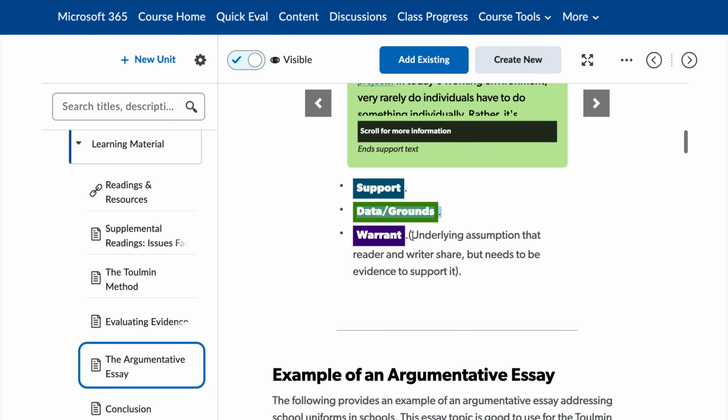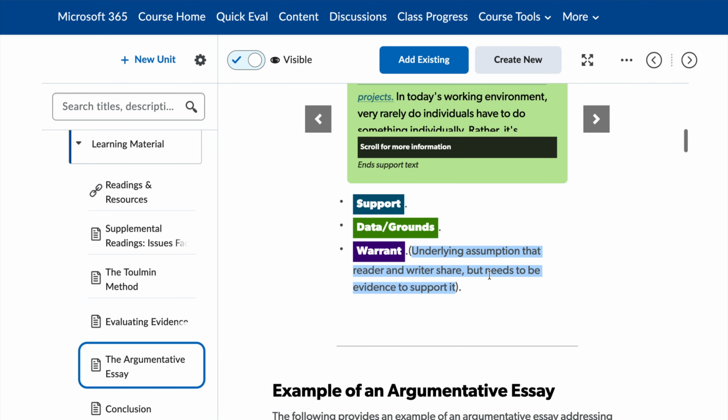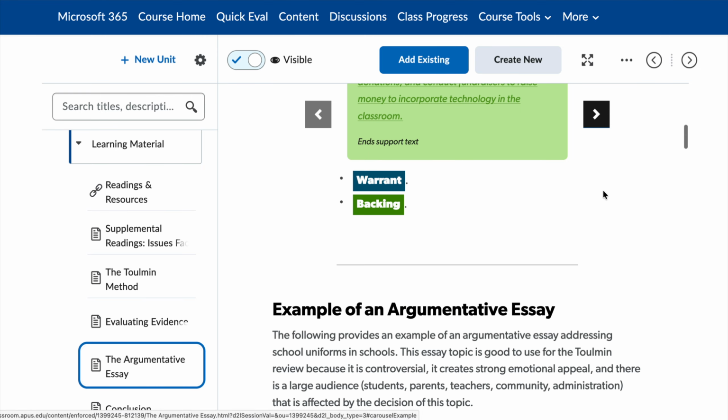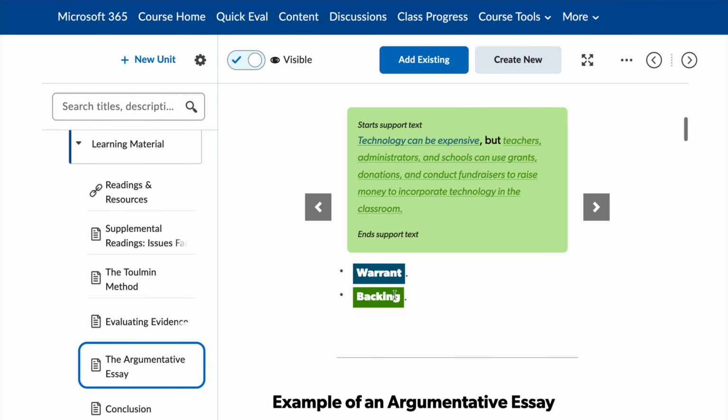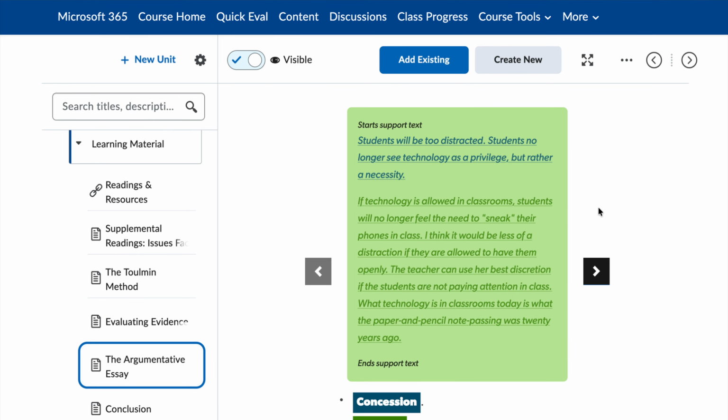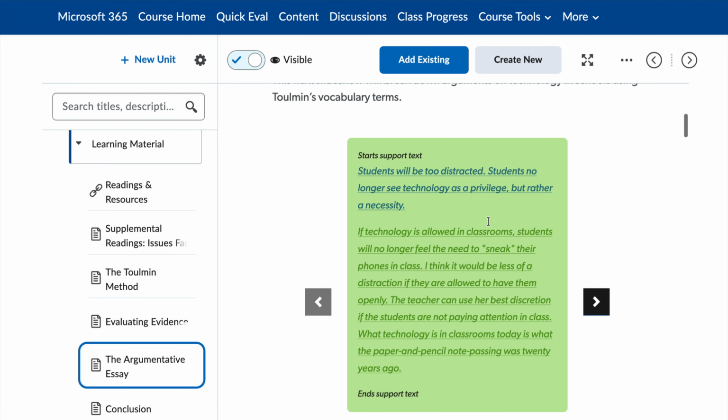And the warrant, as I mentioned, it's the underlying assumption, but it still needs support, possibly, and that would be the backing. All right? So then let's move on. This has more warrant and backing. And then this would be the concession. This would be the counter argument, right?